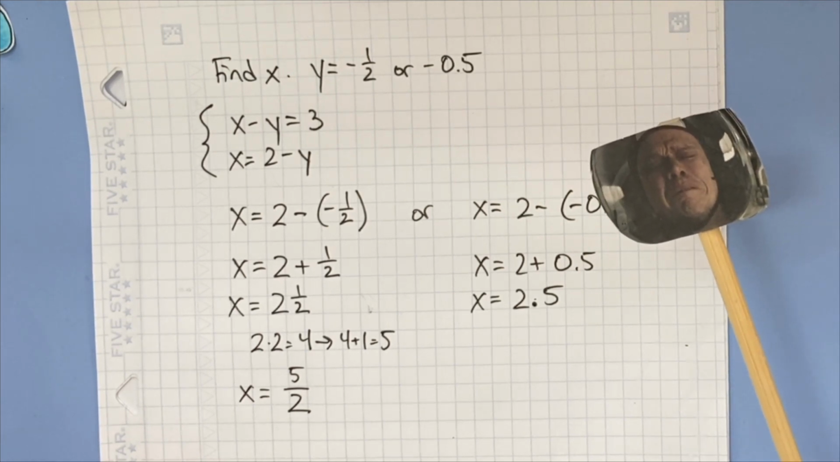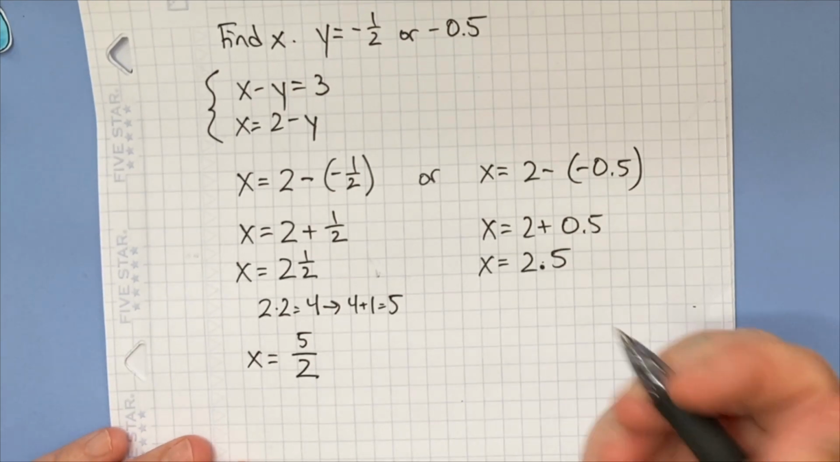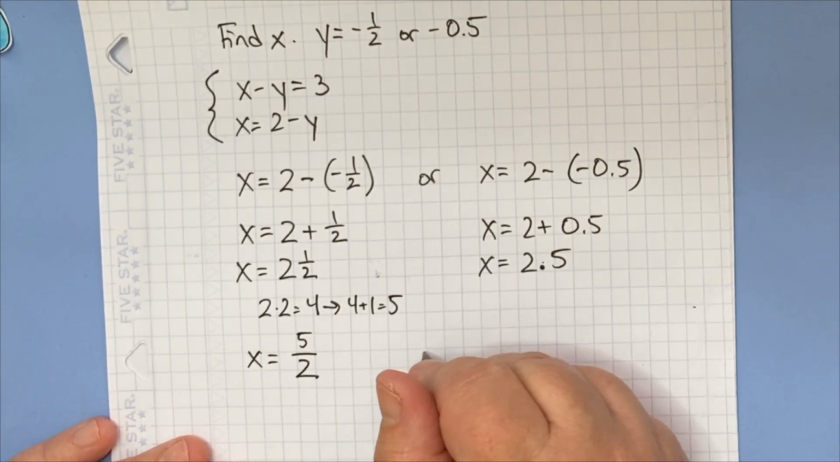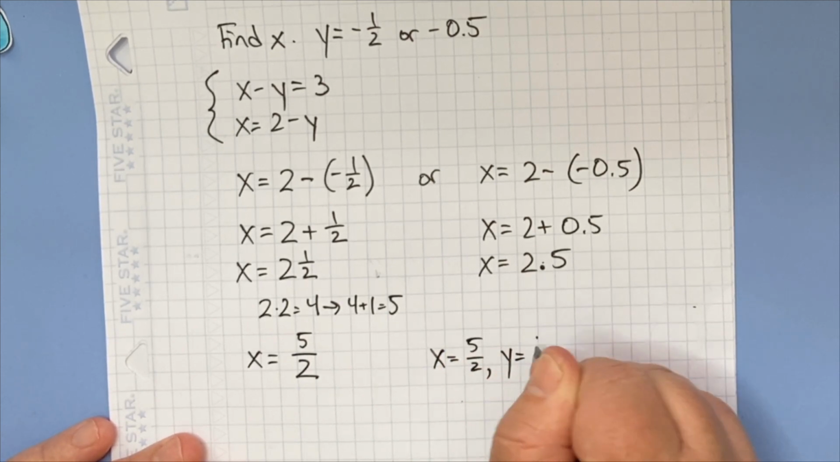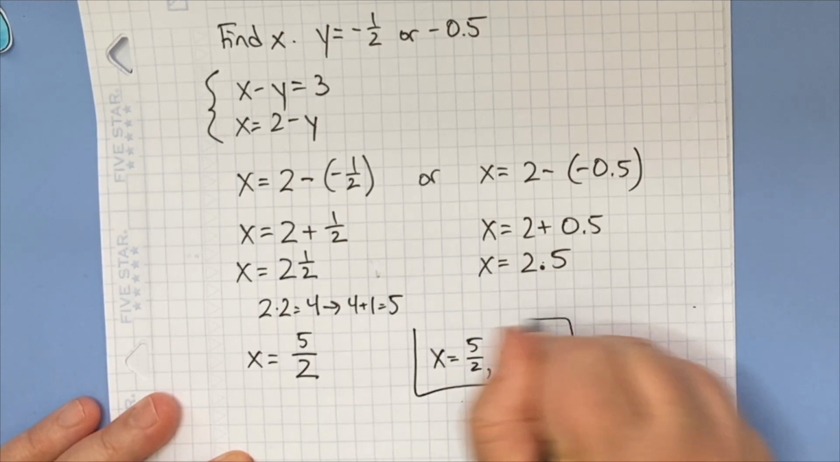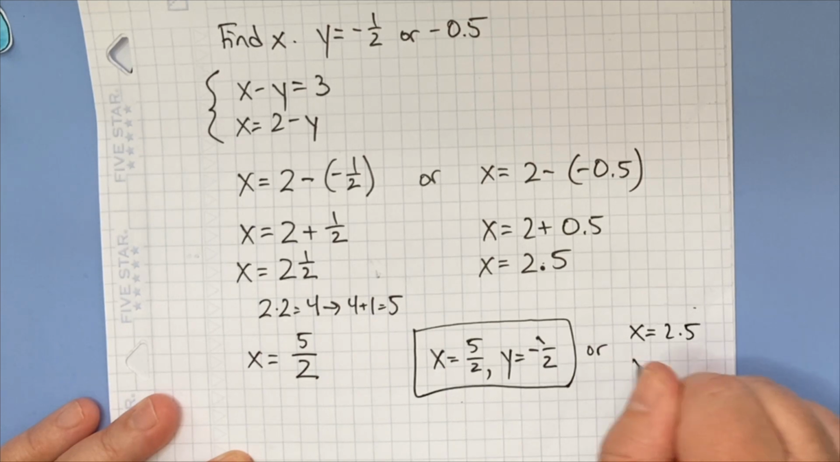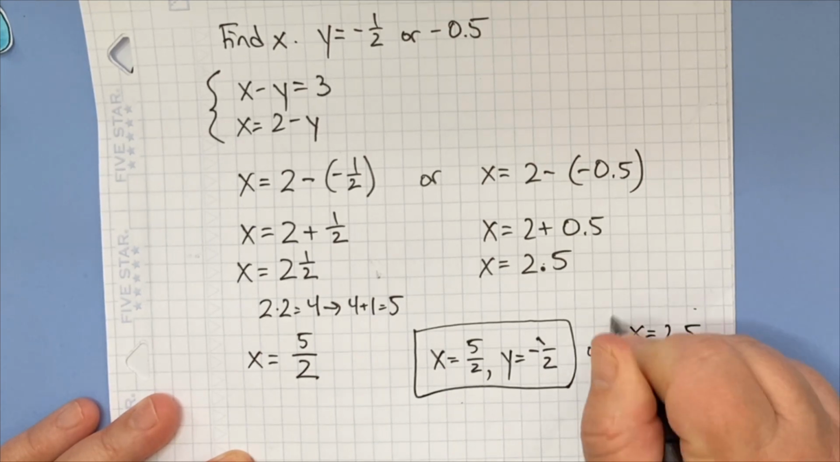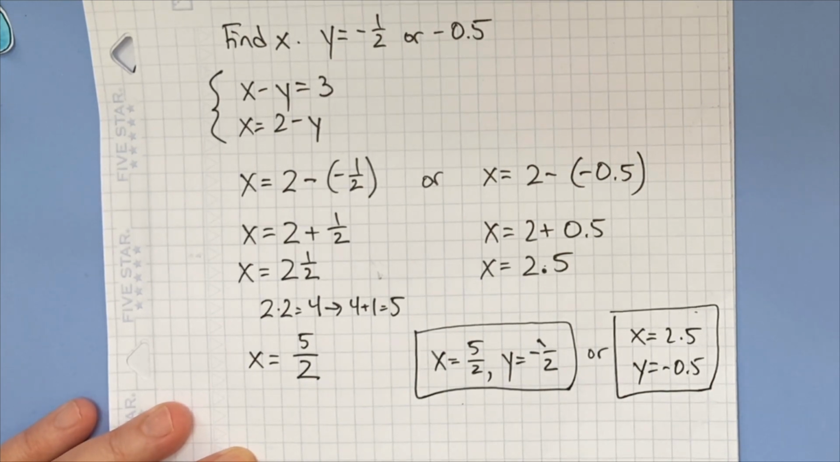Oh, sad Matt Damon. Well, Matt Damon realizes that at the end of it, we either get x equals 5 halves, y equals negative 1 half, or x equals 2.5, y equals negative 0.5, and that's fine, but the problem specifically said we need to check.